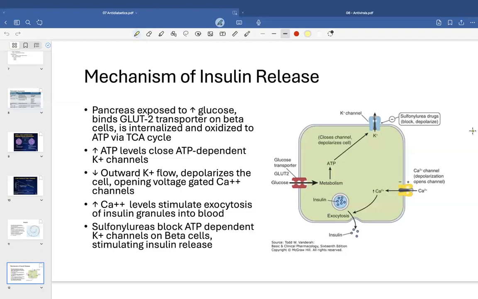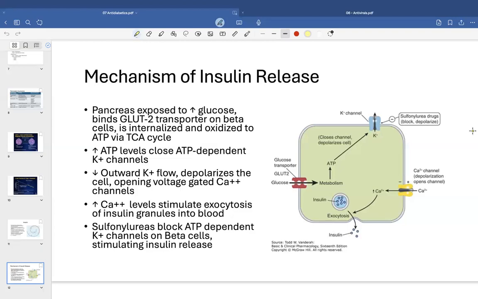So the passive diffusion of potassium will tend to have it go from intracellular to extracellular. But in the setting of increased ATP, that channel closes. So now you have more potassium in the cell, which then leads to depolarization of the calcium channel. And that will lead to secretion of insulin and C-peptide.